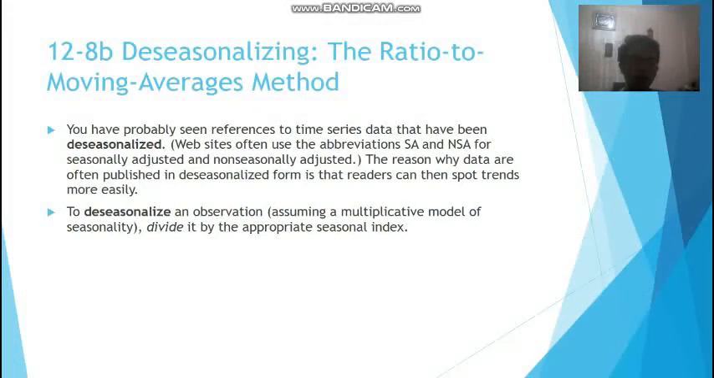Next, point 12.8b. Deseasonalizing: the ratio-to-moving-average method. You have probably seen references to time series data that have been deseasonalized. Websites often use the abbreviations SA and NSA for seasonally adjusted and non-seasonally adjusted. The reason data are often published in deseasonalized form is that readers can spot trends more easily. To deseasonalize an observation, assuming a multiplicative model of seasonality, divide it by the appropriate seasonal index.